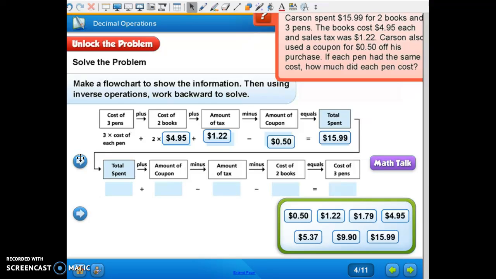So from there, if you follow the arrow, you're going to start with your total spent, your $15.99. You should be filling in the boxes with me. Now up here we subtracted the coupon. So remember, we're going to do inverse operations. We're going to add the coupon. Up here we added the taxes, so down here we're going to take them away. We added the cost of the books, so we're going to take that away, and that's $9.90. 2 times $4.95 is $9.90.